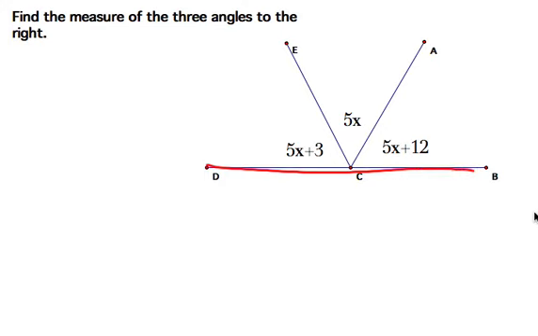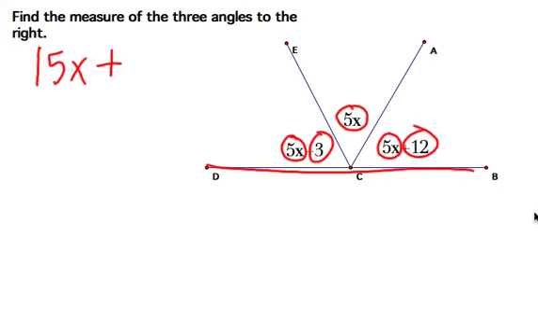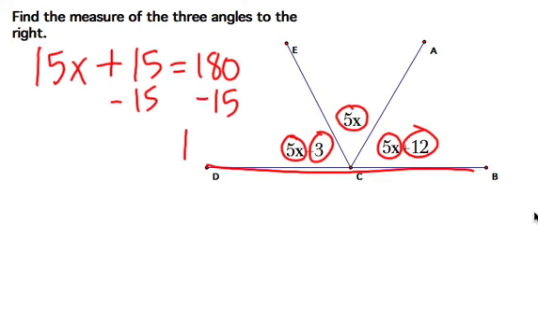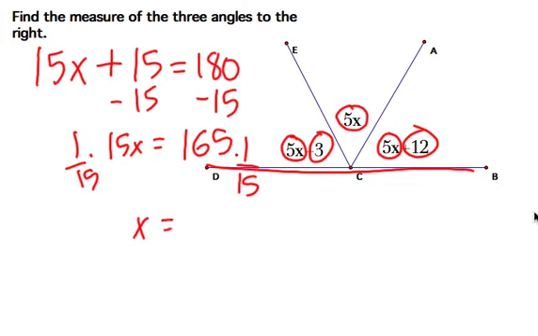I'm going to go ahead and, instead of writing it all out, just go ahead and combine it. So 5x, 5x, and 5x is 15x. Plus 3 and 12 is also 15. So equals 180 altogether. Like I said, it's along a straight line. All right, so this is 165 equals 15x. And when I do this, I get x equals 11.